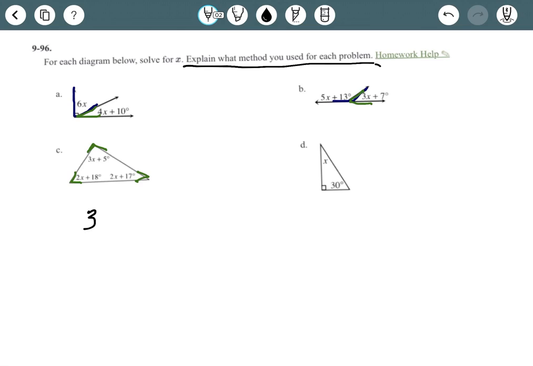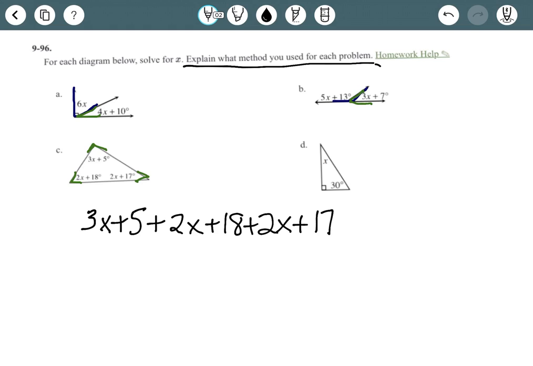So I'm going to take what they give me here. I'm going to start at the top, this 3x plus 5 plus 2x plus 18 plus 2x plus 17. All right, so I have those expressions that they gave me for all 3 angles. Now the reason we're adding them together is because they all add up to 180 degrees. So there's my 180. All right, now at this point, it's just a matter of solving through the equation.